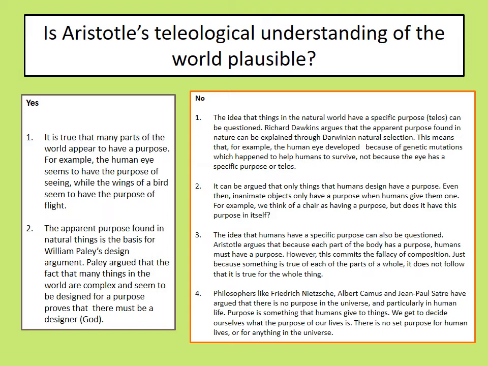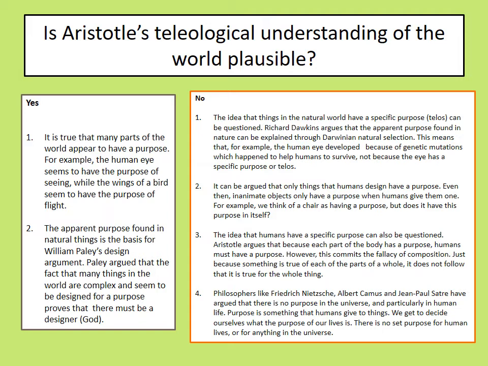So that's the basic strength of Aristotle's ideas, is some things just seem clearly to have a purpose. A bird's wing and a human eye are great examples because, if you think of a bird's wing, you think, well, it's clearly got the purpose of flying, and an eye has clearly got the purpose of seeing things.